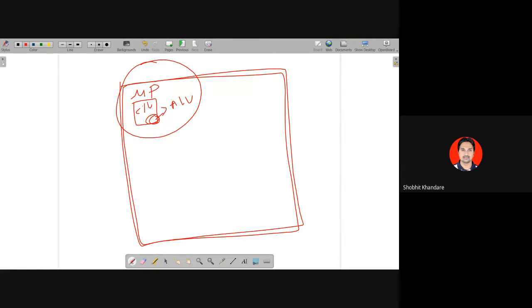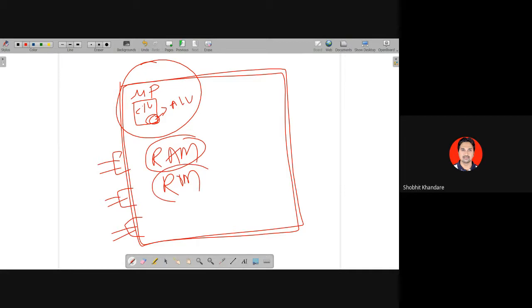Having only this will not work. Other than that, you require RAM, you require ROM, you require IO ports. So for IO ports, you have a connection. And RAM slot and ROM slot is available on the motherboard. Now, don't you think that this becomes a total general purpose microprocessor board? Yes or no? Yes, sir.